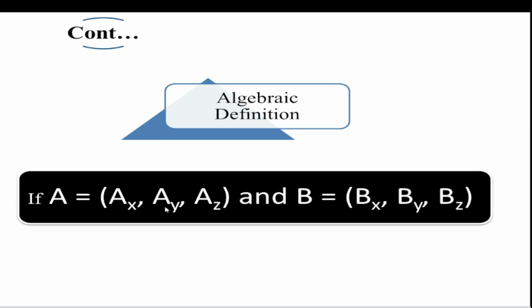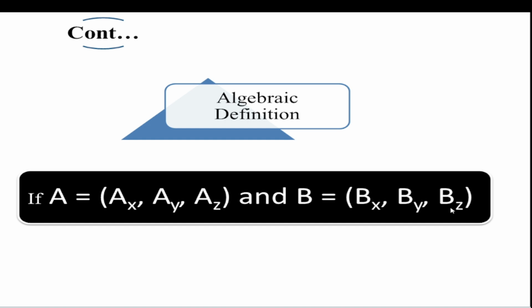This is the x component of vector A, this is the y component of vector A, this is the z component of vector A. So the same thing holds true. This is the x component of vector B, and then this is the y component of vector B, and then this is the z component of vector B.